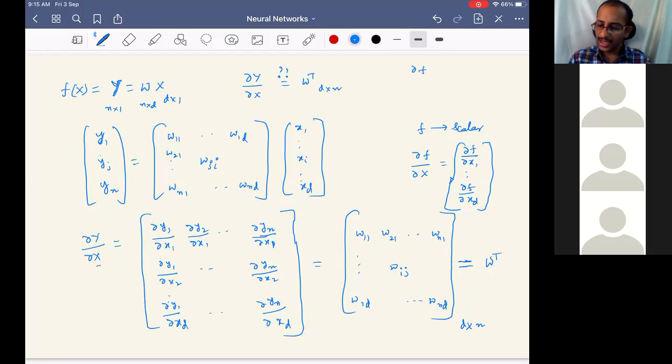So if I write dou f by dou x, where x is of dimension D cross 1, dou f by dou x will also be of dimension D cross 1. You should also know, when you do vector differentiation, what the dimensions of the final result will be, because dimensions are the easy guidelines for us to easily write the answers as well in some cases.